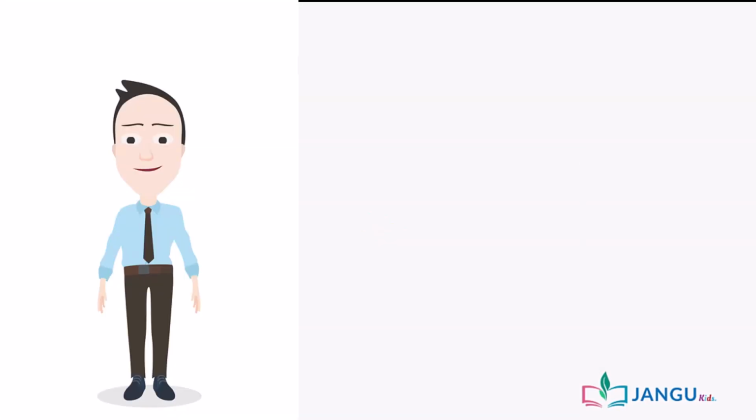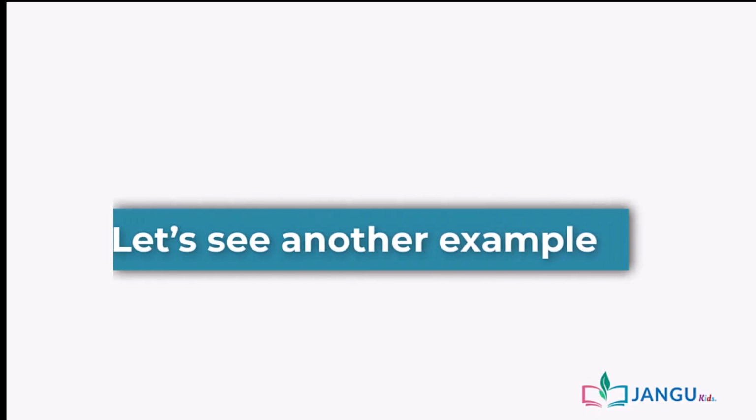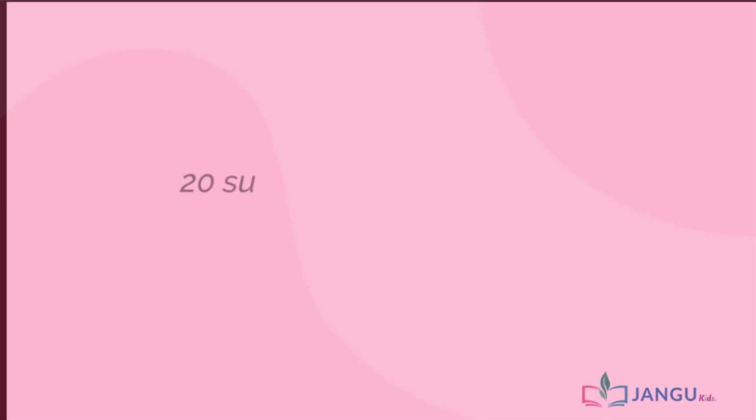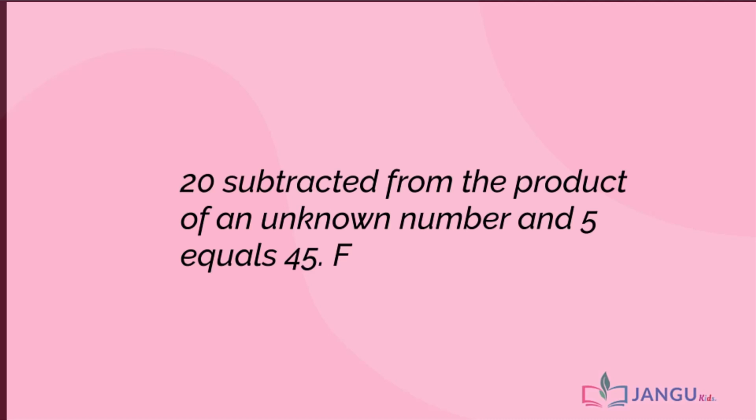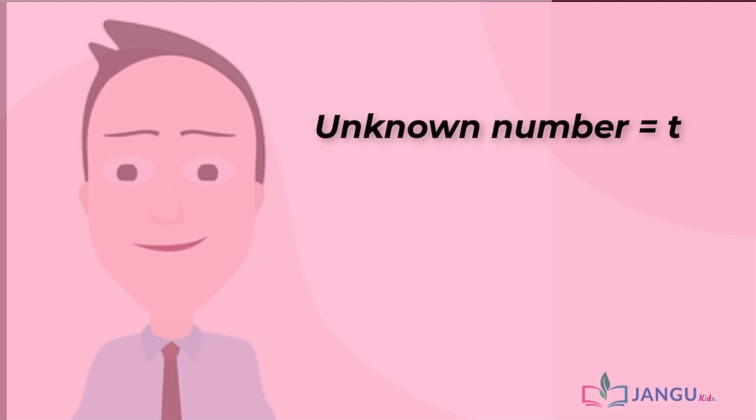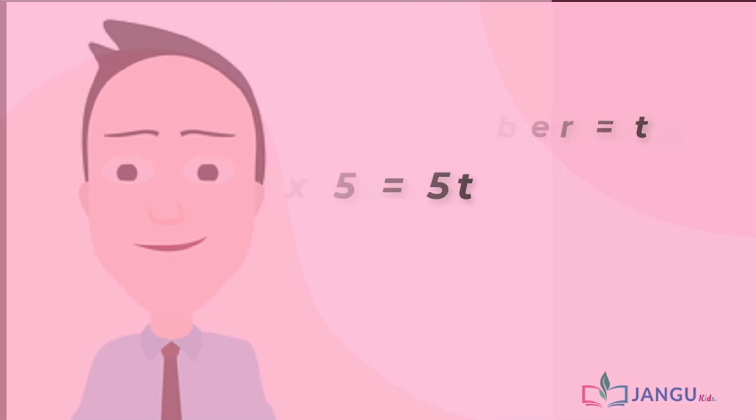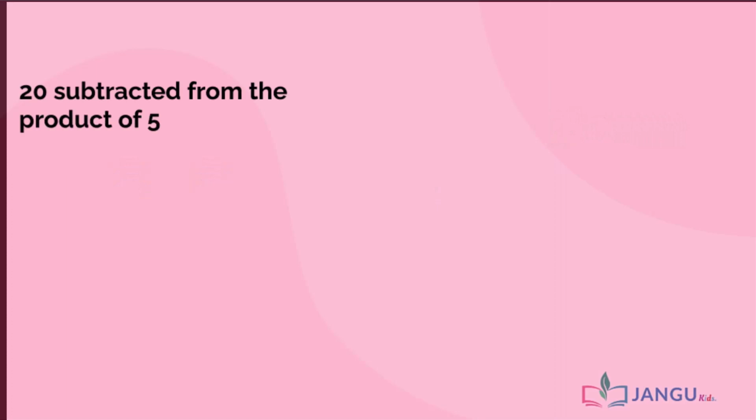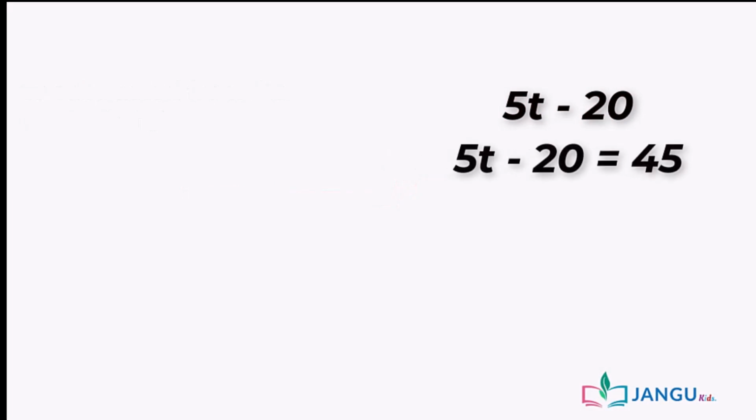So, to cross-check our answer, we simply add 3 plus 2, which is equal to 5, isn't it? Let's see another example. 20 subtracted from the product of an unknown number and 5 equals 45. Find the unknown number. First, let's represent the unknown number by t. The product of t and 5 means 5 times t, which is 5t. 20 subtracted from the product of 5t means 5t minus 20. So our final equation is 5t minus 20 equals 45.